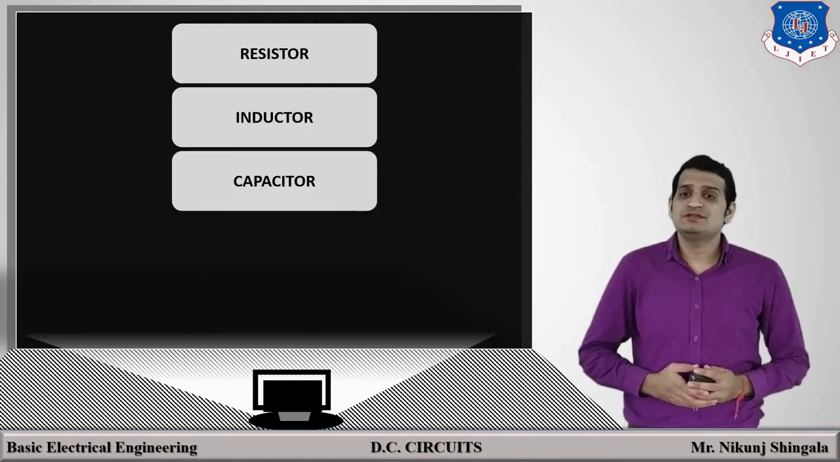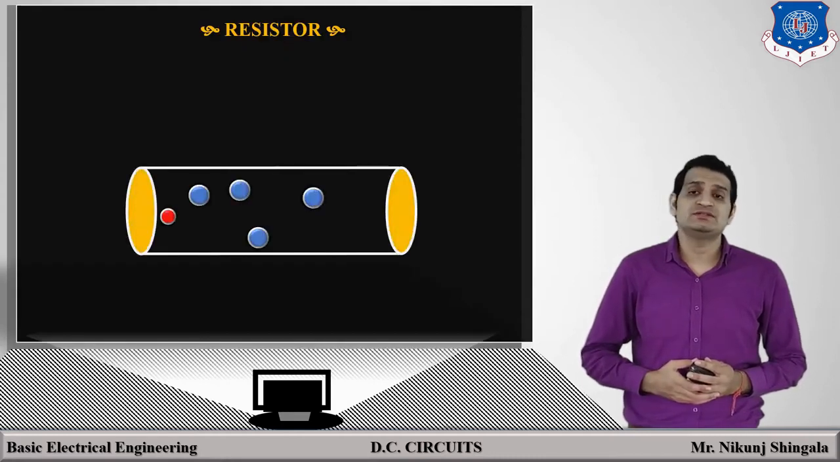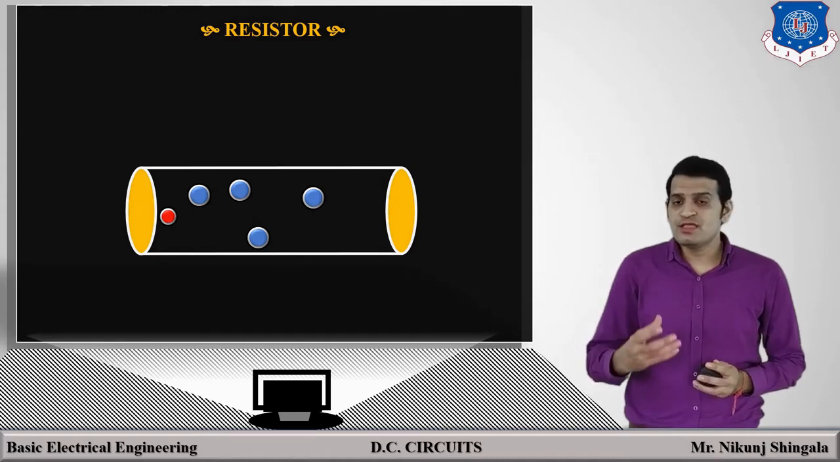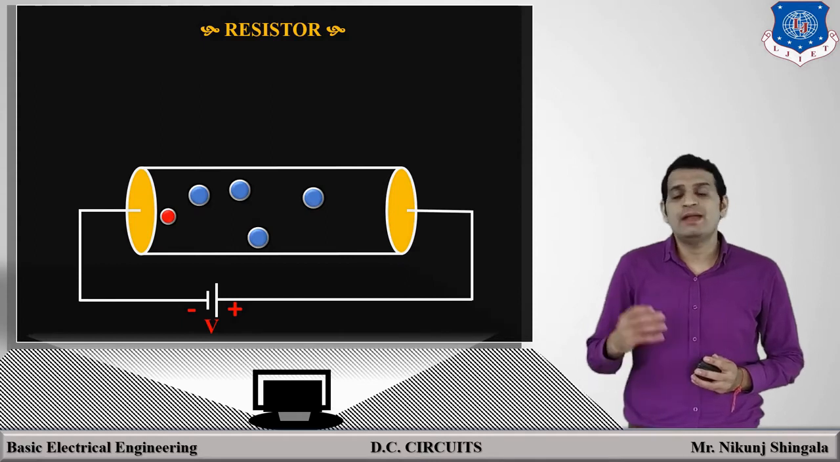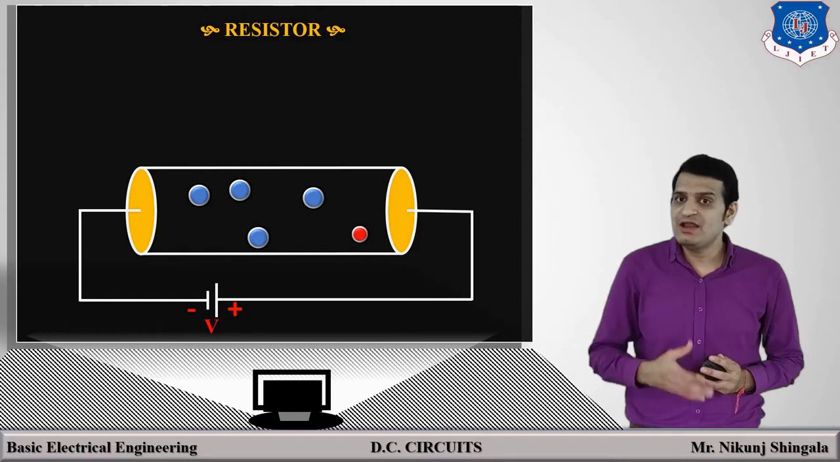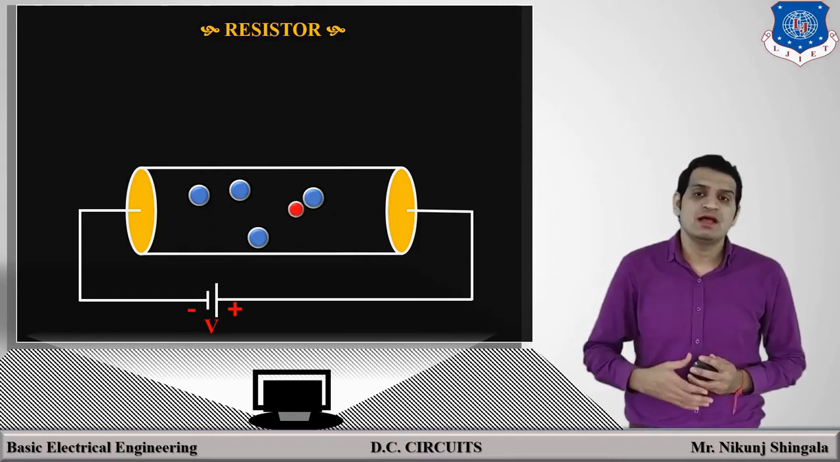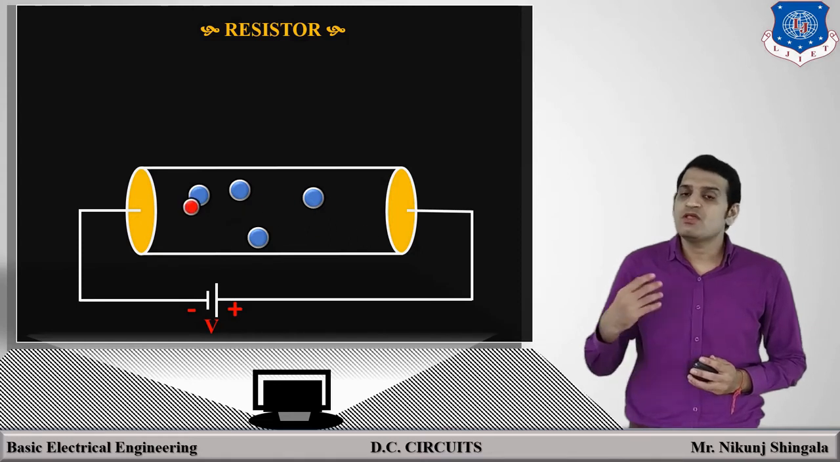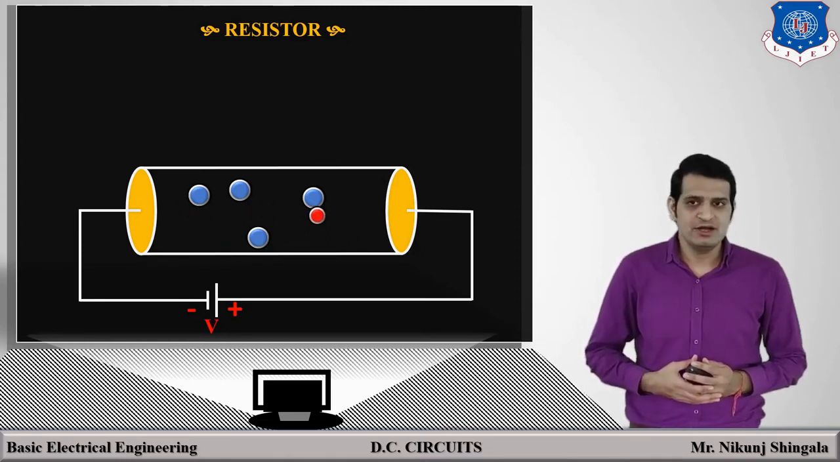To understand the resistor, here you can see one conductor which consists of electrons and stationary atoms. Now, when potential difference is applied across the conductor, electrons will start to move from the negative terminal of the battery to the positive terminal of the battery. But while traveling, these free electrons will collide with the stationary atoms. And because of the collision, the flow of electrons is reduced or restricted.